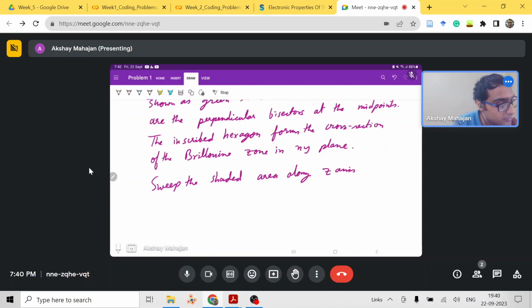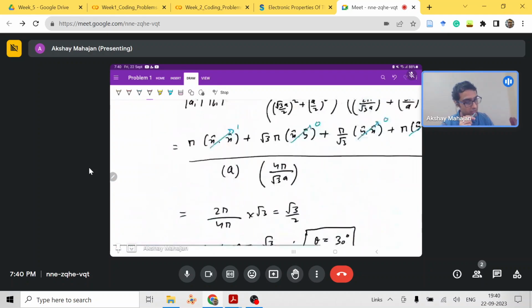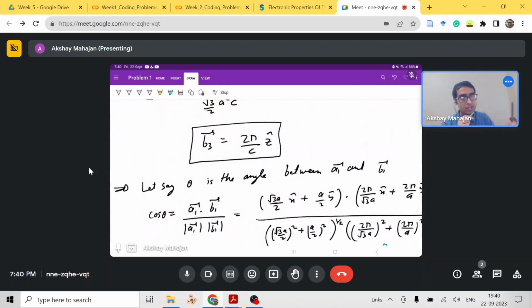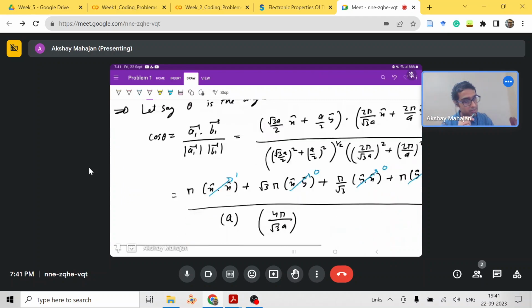Sweep along the z-axis from z equals minus pi by c, so that will be our b3 vector. We know that our b3 vector is 2 pi by c. So you will have b3 vector upward, b3 vector downward, and here you have to take a perpendicular vector, that will be plus pi by c and minus pi by c.